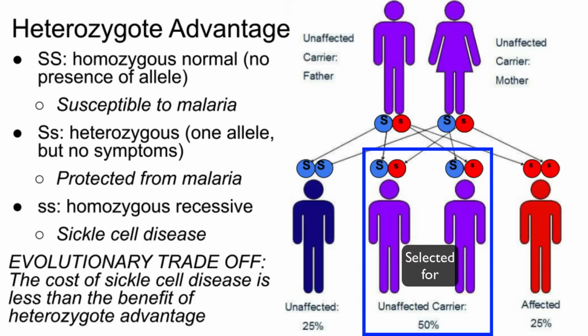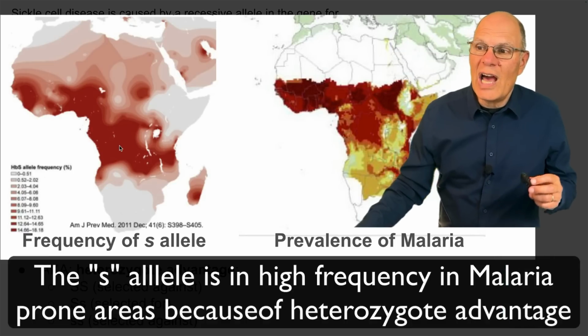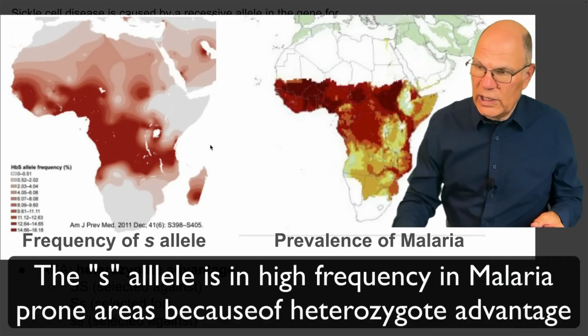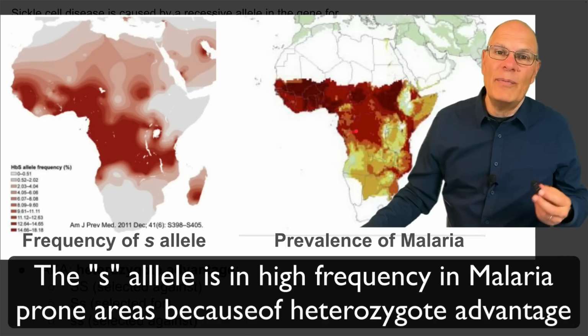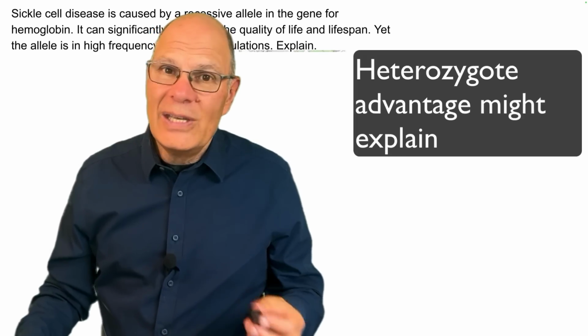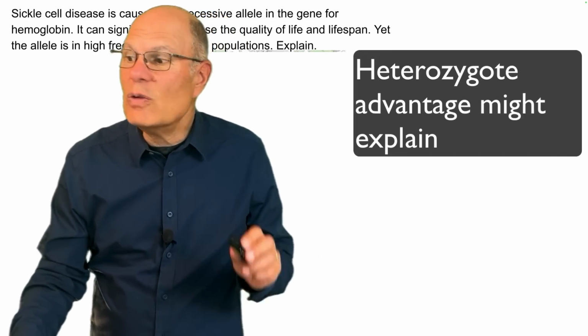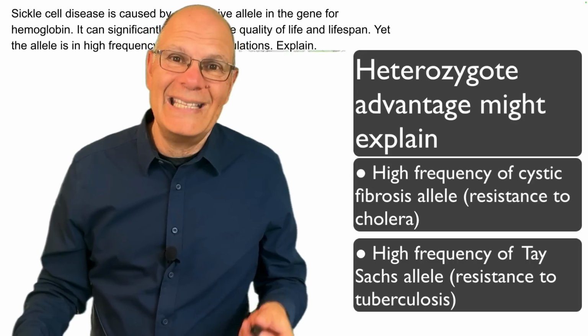Why? Because it doesn't have the symptoms of sickle cell anemia, but it provides protection against the malaria parasite. And small s is selected against because you have sickle cell disease. What this map shows is the high correlation between the frequency of the little s allele and the intensity of malaria in various parts of Africa. And this same model, heterozygote advantage, might apply to genetic diseases like cystic fibrosis and Tay-Sachs.